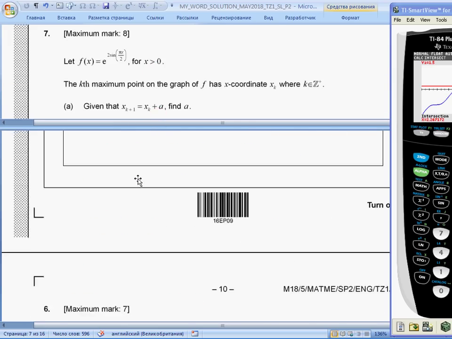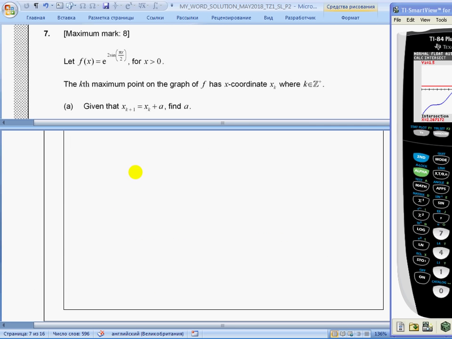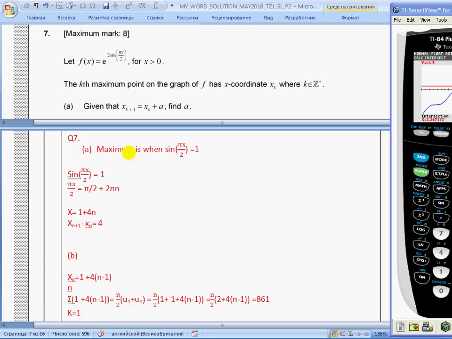Exercise 7. So we have such a power, and the k-th maximum point has coordinate xk. Given that xk plus 1 equals xk plus a, find a. So the maximum of this power is when sine is 1. Sine is 1 when the argument is pi over 2 plus 2 pi n, or x equals 1 plus 4n, or the difference between elements is 4.